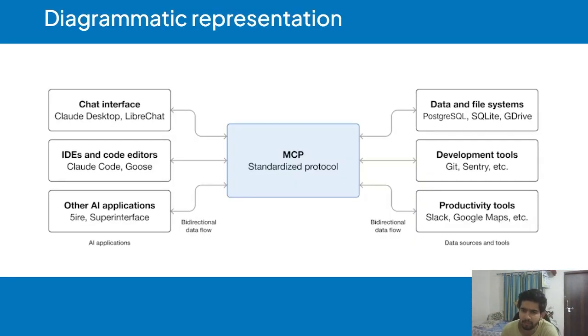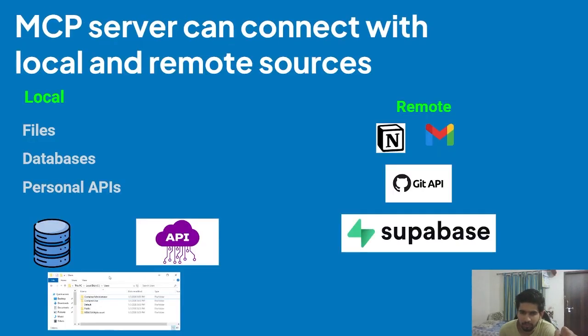This is the diagrammatic representation, and MCP has this bidirectional data flow where AI applications are interacting with the resources and tools, and the tools and resources are interacting with the AI applications. So the protocol between those is connected through MCP.